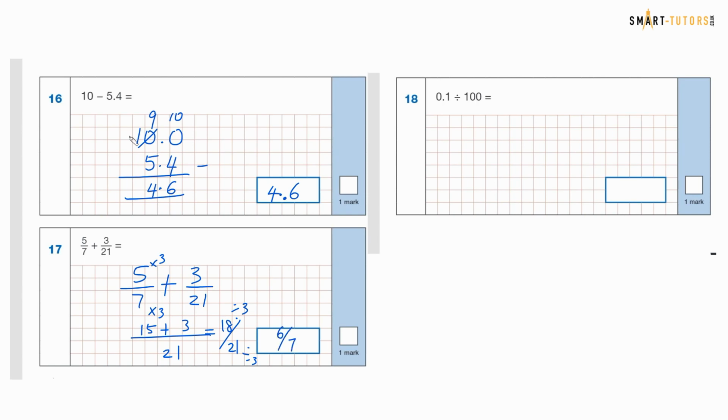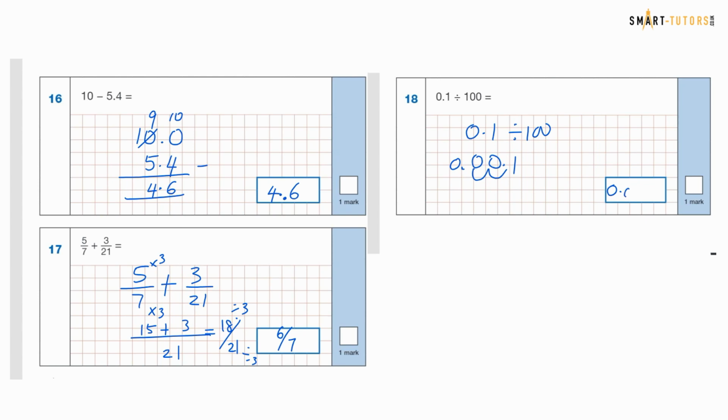So 6 over 7. 6 over 7 is the perfect answer for question number 17. Question number 18. 0.1 divided by 100. So you do 0.1 divided by 100. So you can take away the decimal place backwards. So you take away it backwards 2 places. So then the dot goes there.